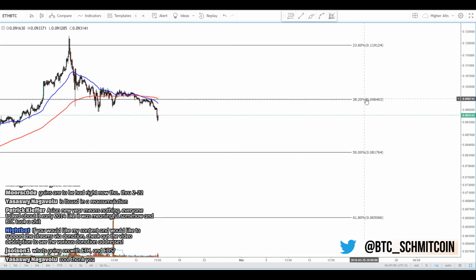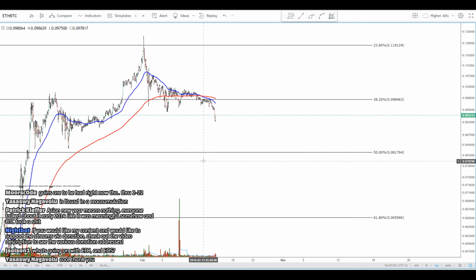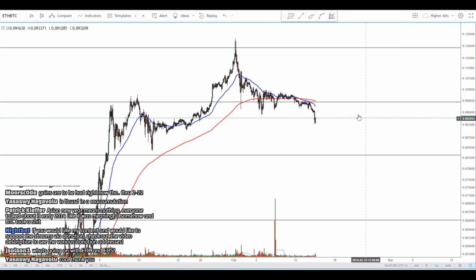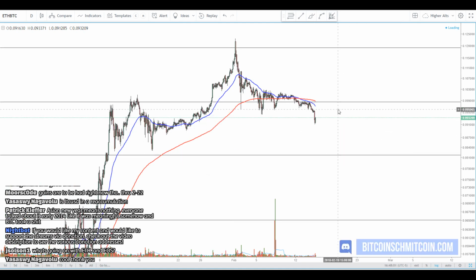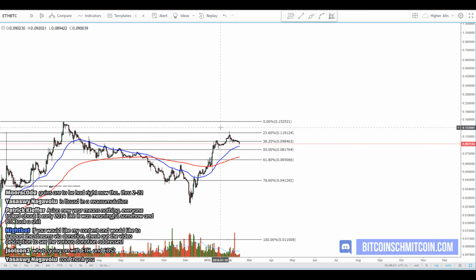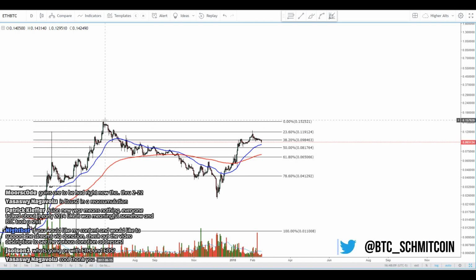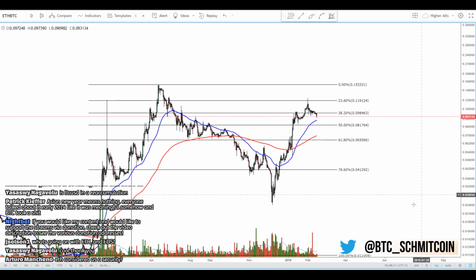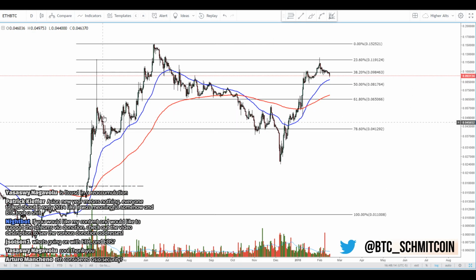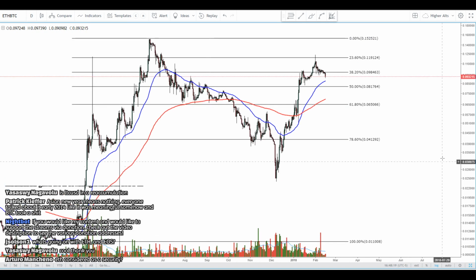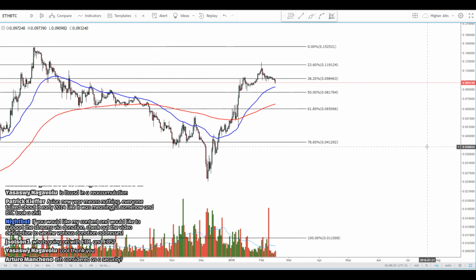But it's broken below this 38 fib line, which was holding up really nicely for a while. To be honest with you, this kind of reminds me of the price activity that happened here. This looks very similar to what happened here, where it went very parabolic. Actually, I take that back. It looks more similar to something like this, where it broke up, faded out, and then started to rally again. But at the moment, it's underperforming Bitcoin, so I see no reason to be longing Ether at the moment.